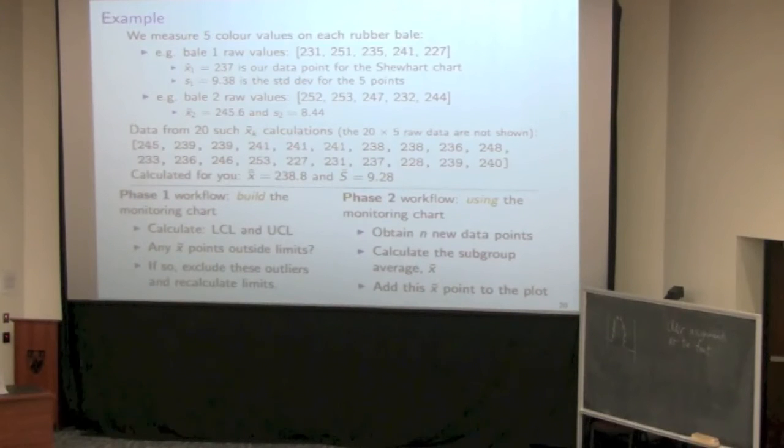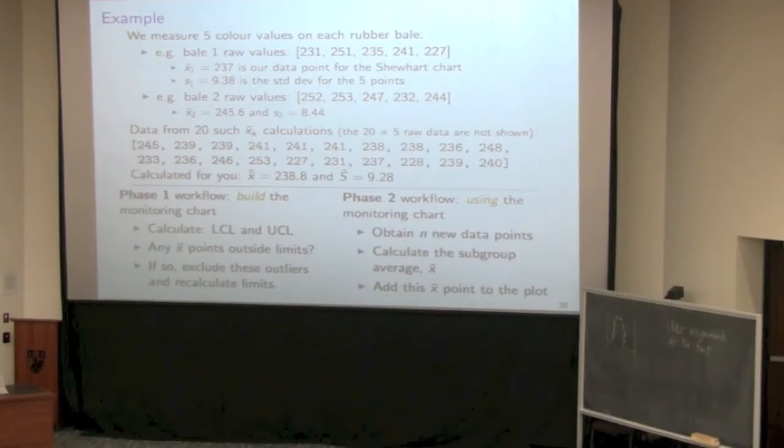You can go prove to yourself or confirm that the average of those five values is 237, and the standard deviation is 9.38. For these products, this is like one bale, and that's like five different measurements on a bale. It could be that, or it could be just five successive color values on five successive bales. Right, so that would be the first bale over there, that's 231, the next bale is 251. So it's totally dependent on how you want to do it and how fast you want to take the call.